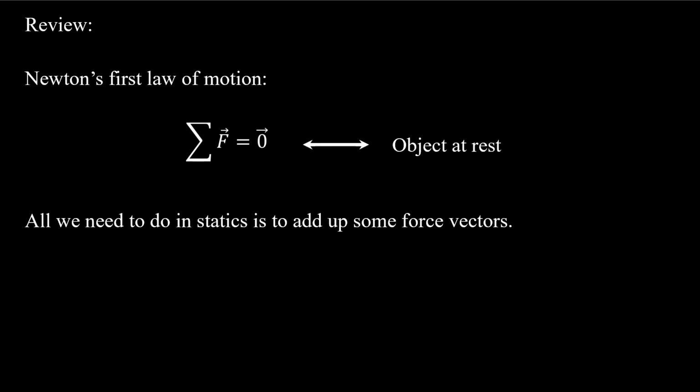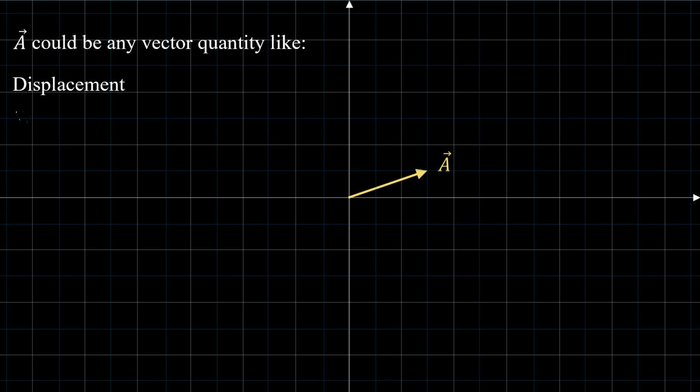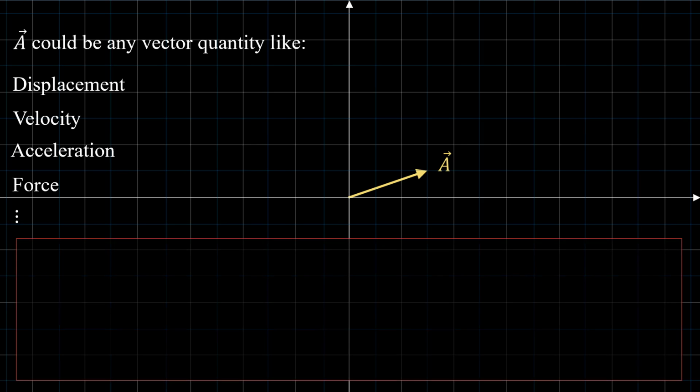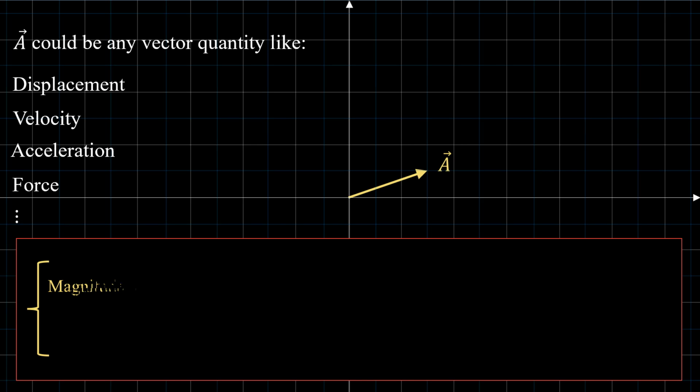So let's do a quick review on how we were adding up force vectors before statics. Let's say we have vector A. A could represent any vector quantity like displacement, velocity, acceleration, force, and so on. Basically, it could be any physical quantity that is represented by a vector. In general, what is important for us about A are its magnitude and its direction. Both of these properties are encapsulated in the components of vector A along the coordinate axis. So for example, here A is equal to 3i plus j.